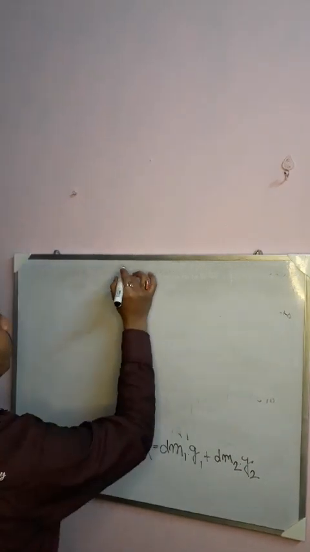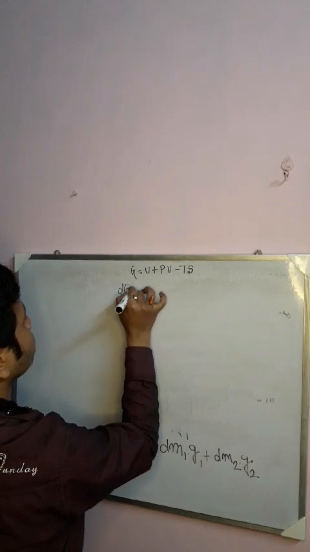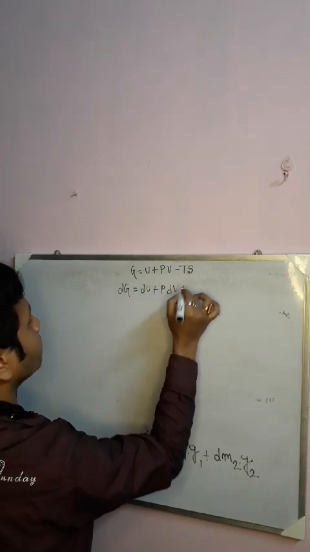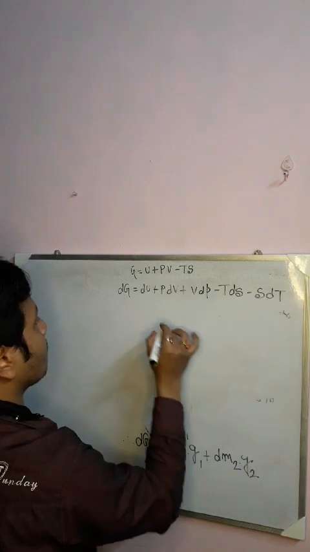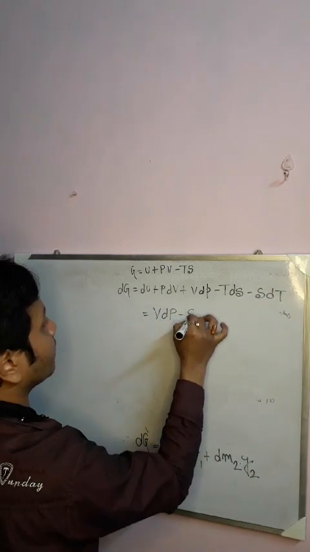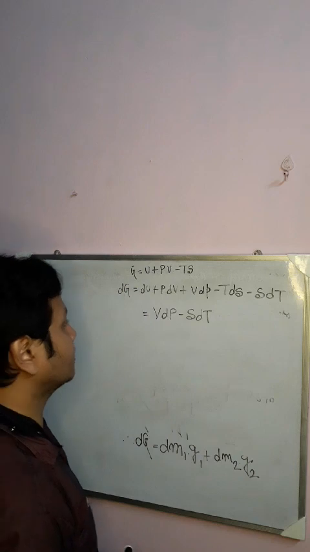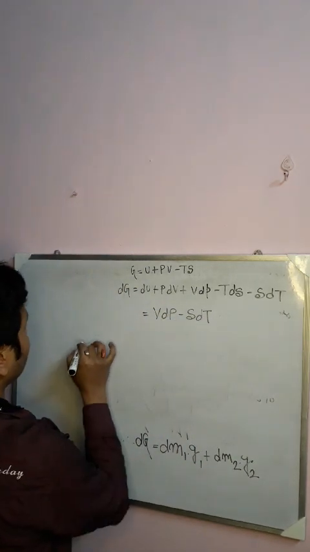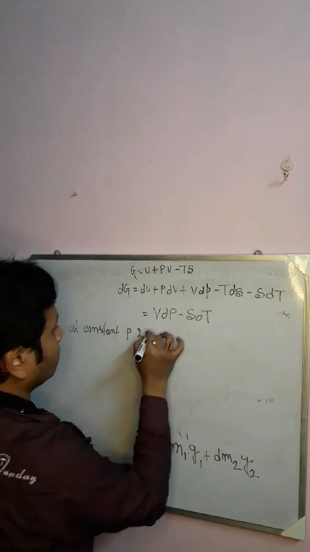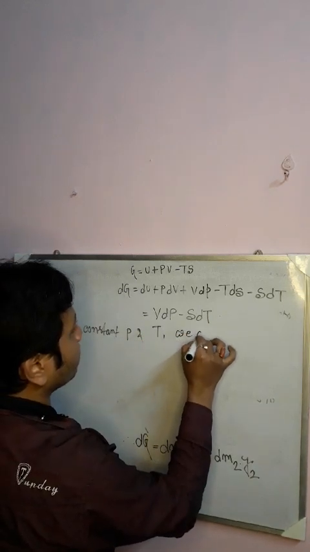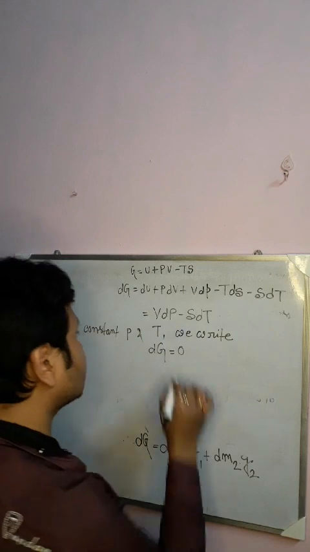Now we all know that G equals U plus PV minus TS. So what will be dG? dG will be dU plus PdV plus VdP minus TdS minus SdT. So that can be written as VdP minus SdT. So at constant pressure and temperature, dG will be 0.